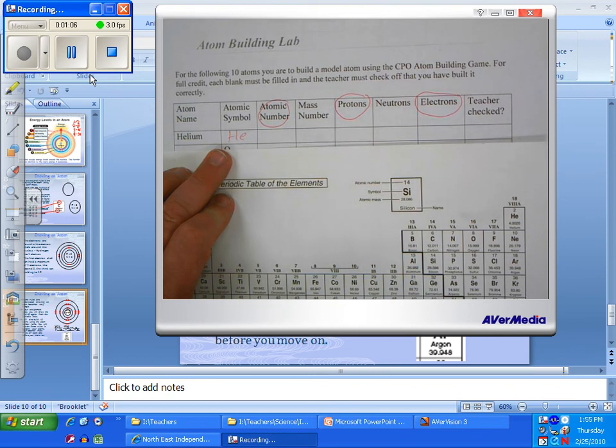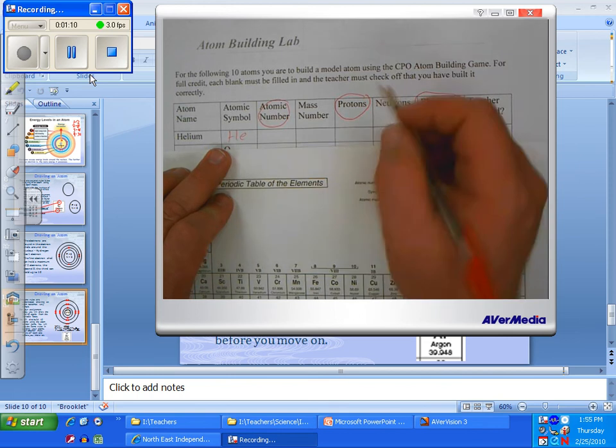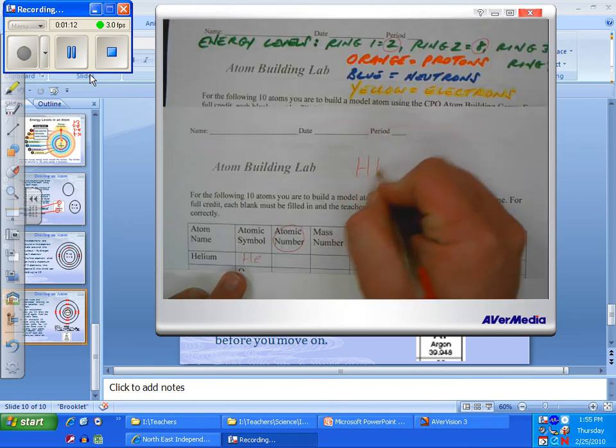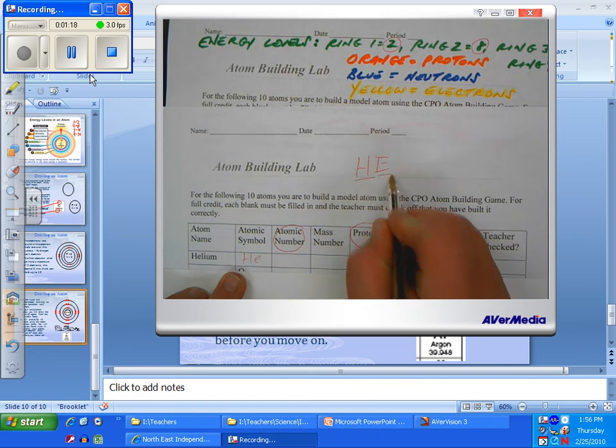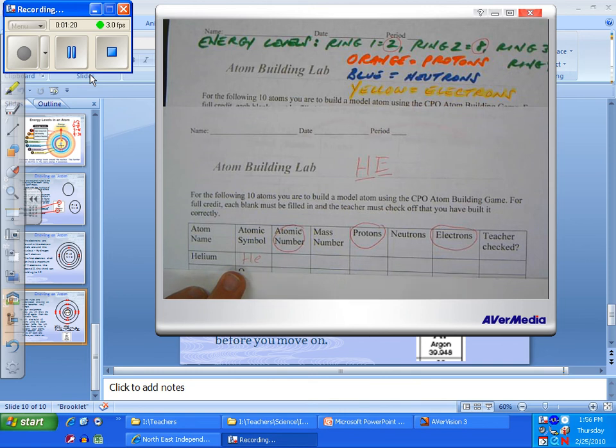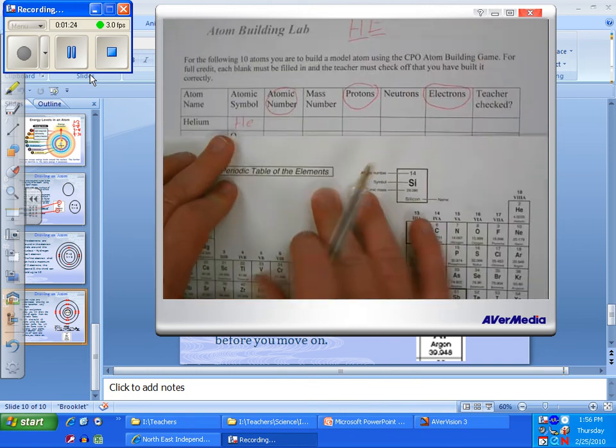Make sure if it says lowercase on the periodic table, you stay with lowercase. Because He, like that, means something different than this, because this would be hydrogen and einsteinium. All right. So, that wouldn't be right.